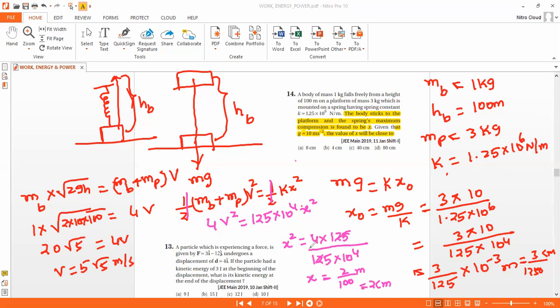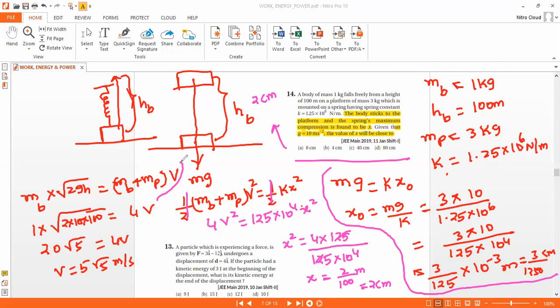This is 2 centimeter. That means in this type of question, we need to analyze the situation. In the first part, I found the initial compression of the spring. Then, whenever the block combined with the platform with a velocity, we found how much the spring has compressed. Fine, right.